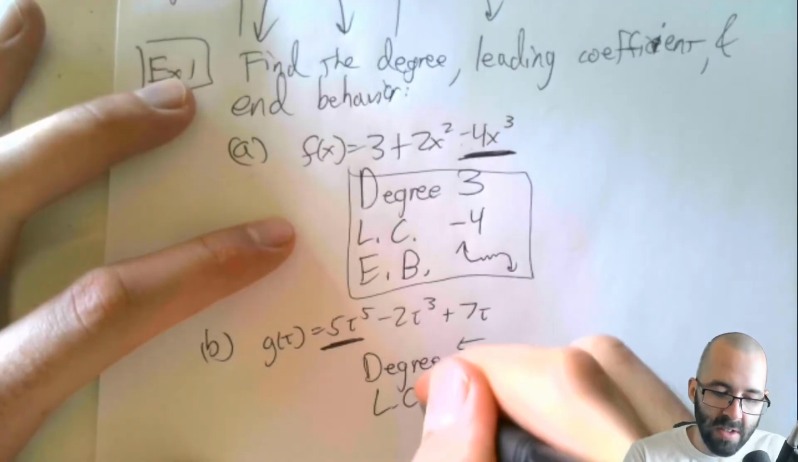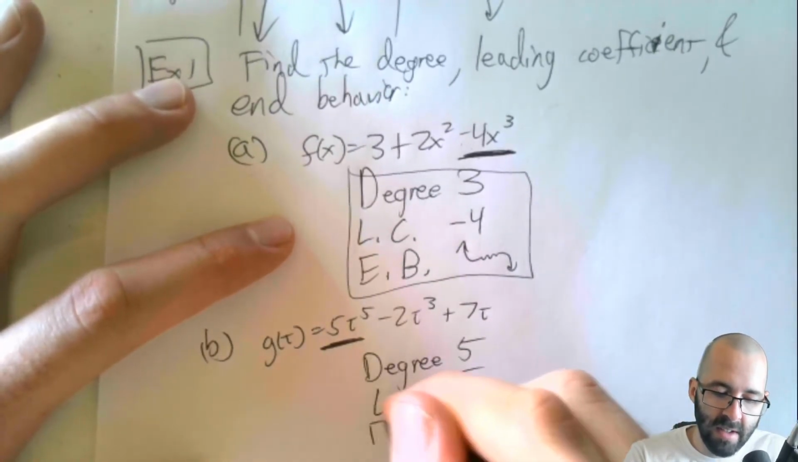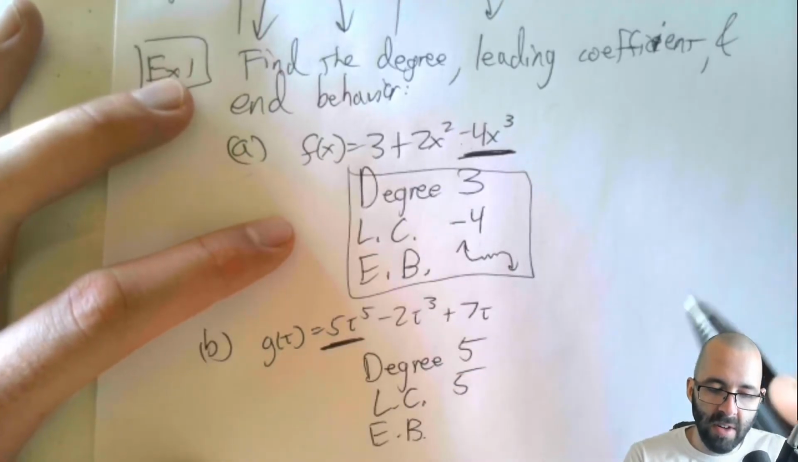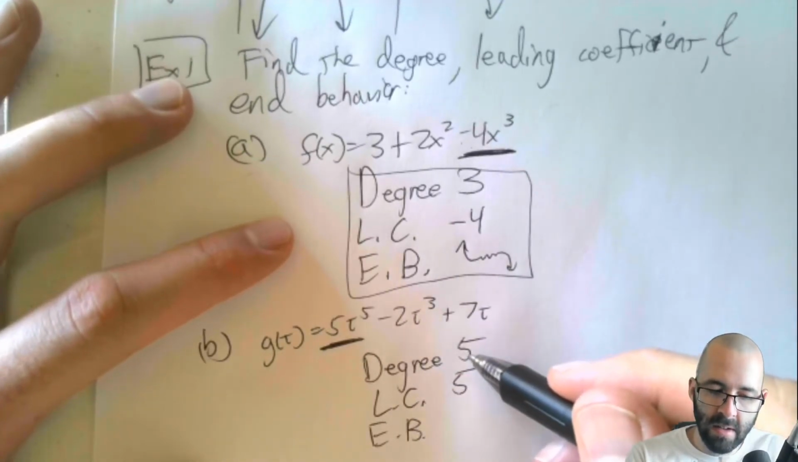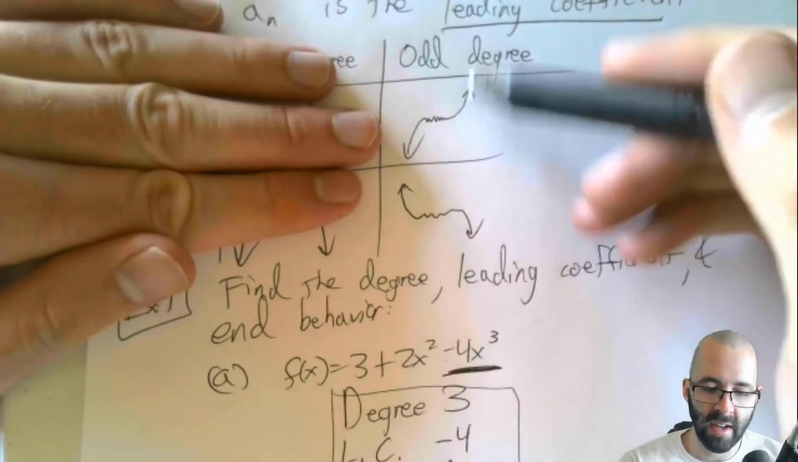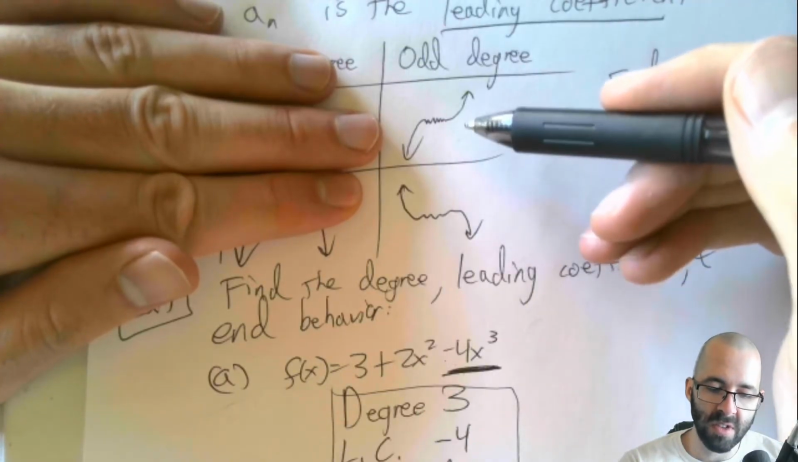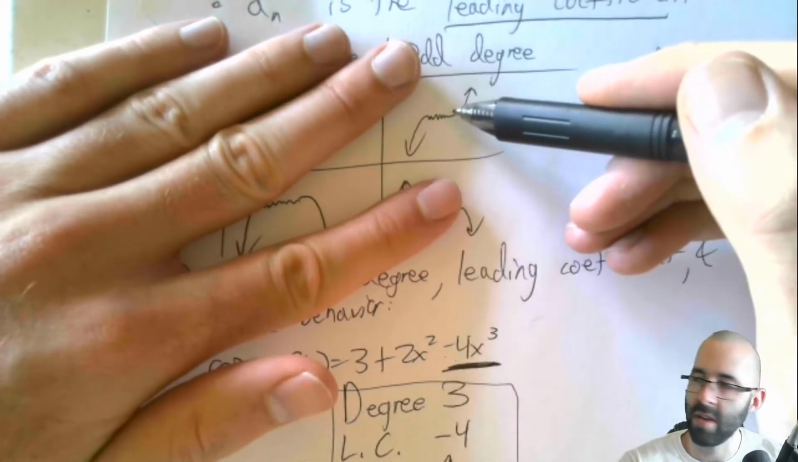Our leading coefficient is the number in front. That's also a 5, coincidentally. And our end behavior, well, our degree, we have to use the table. The degree is 5, so it's odd again. It's going to be one of these two. And because the leading coefficient's positive, we know it's going to be this one.